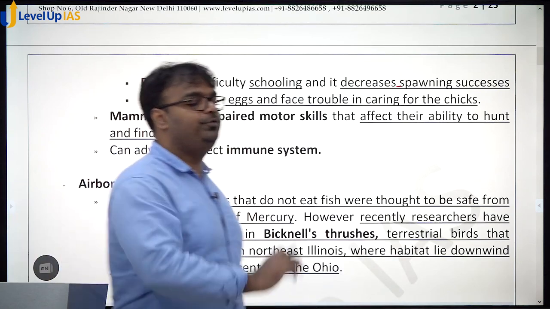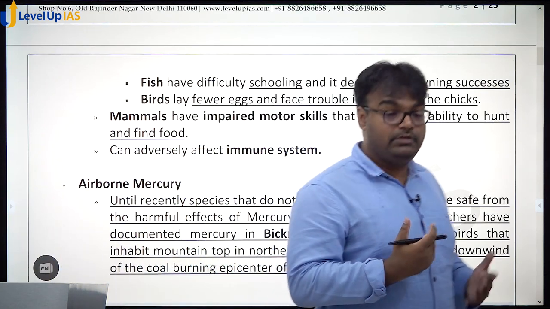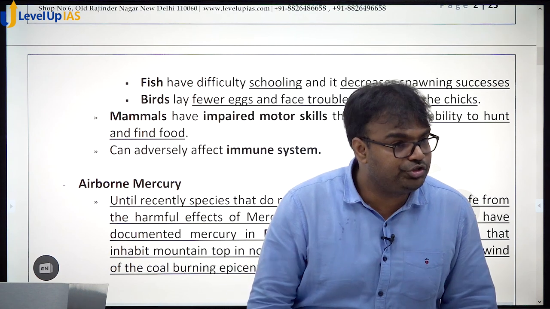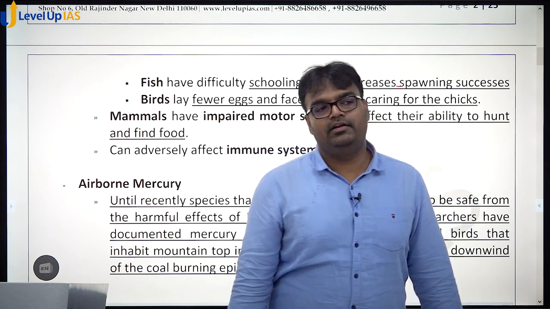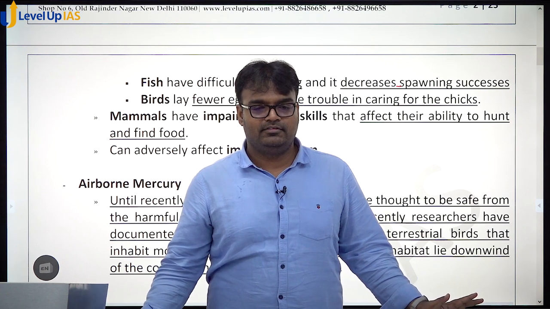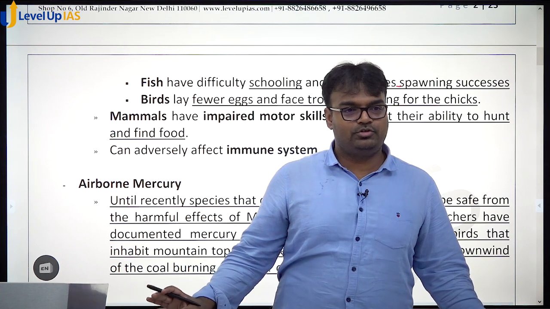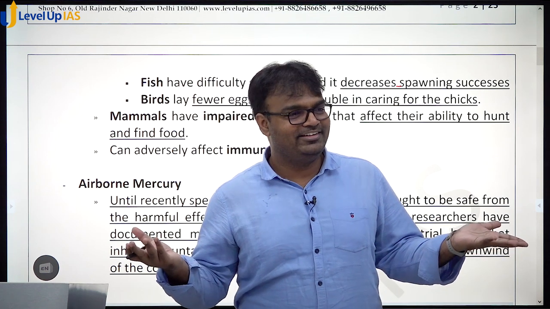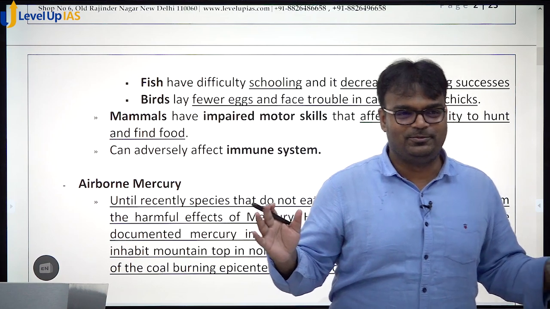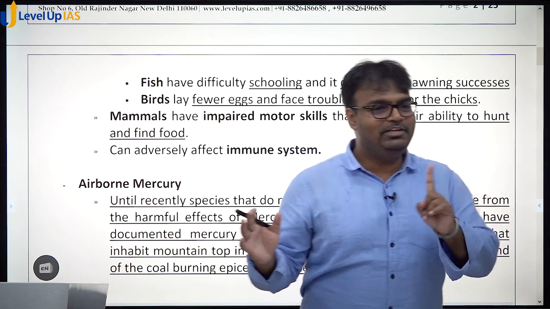Okay, till a few years back, it was believed that people who are not consuming seafood, fish or shellfish, they are safe from mercury. So I used to say, aaj khush to bahut honge vegetarian log, they'll not get mercury pollution. But recent studies have shown, tum bhi nahi bachoge.